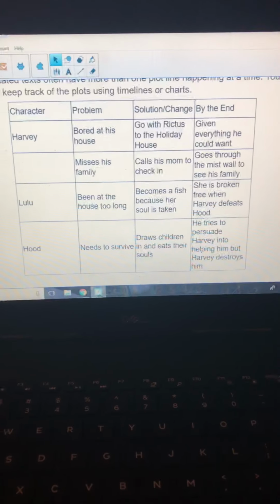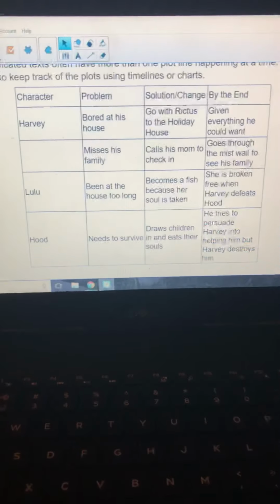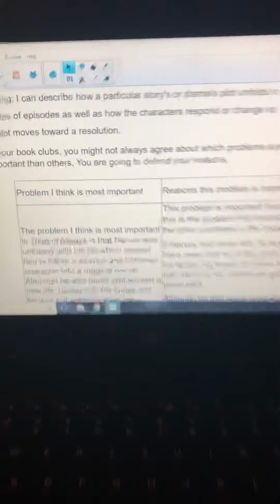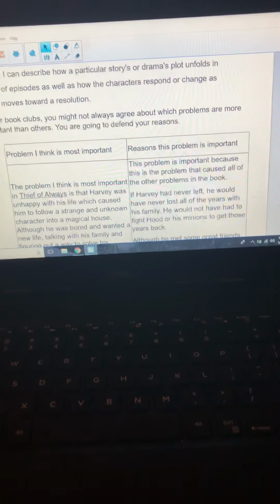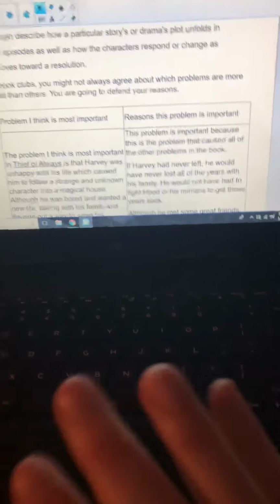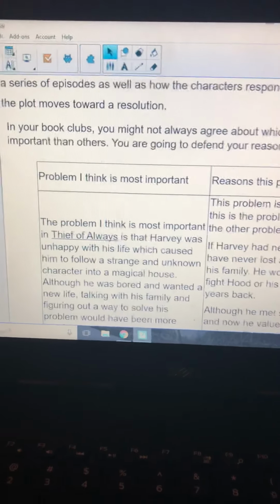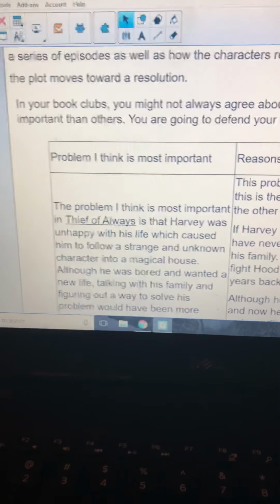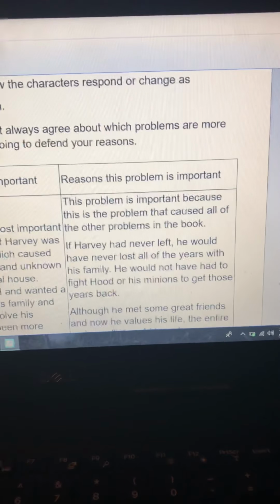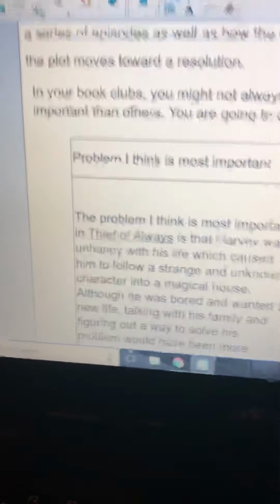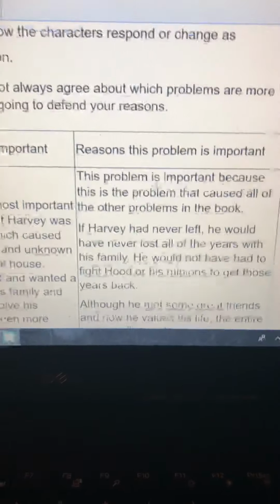Your second part, after you do this wonderful chart, is that in your book clubs, you might not always agree with which problems are more important than others. So you are also going to defend your reasons. So you're going to create a double chart. And on one side, you're going to say, the problem I think is most important. And on the right side, the reasons this problem is important. So I need to pick my problem, and then I need to justify it.